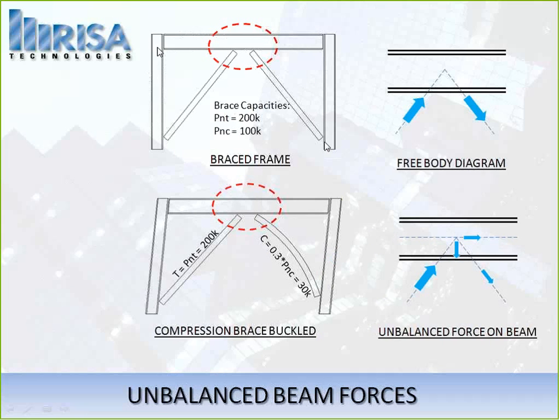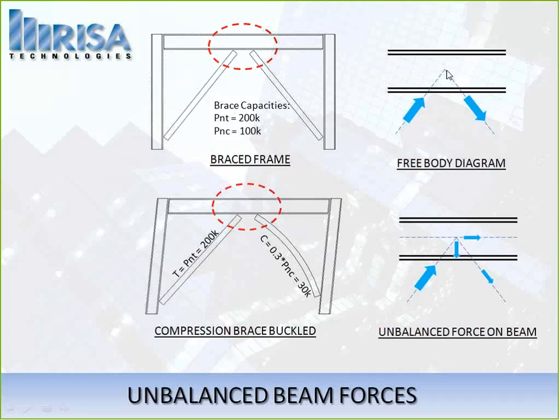Picture that we have this brace frame right here with these two braces that connect to this beam. And the braces have a tensile capacity of 200 kips and a compressive capacity of 100 kips. Now, when I push on this frame, until I get to the point where a brace buckles, we have a free body diagram on the beam which looks like this. We have a force coming up and a force coming down, resulting in no net vertical force on this beam. So all the vertical force in this brace is taken in this brace.